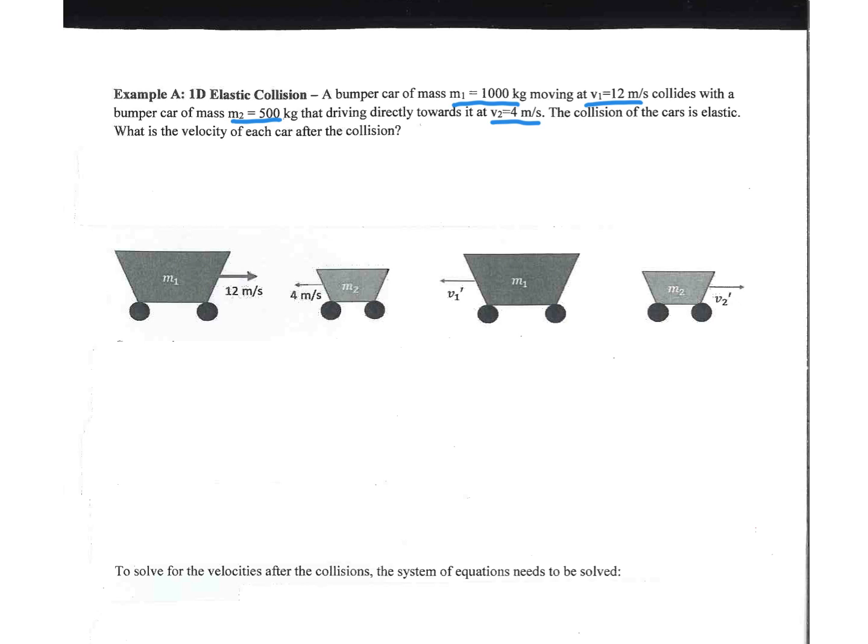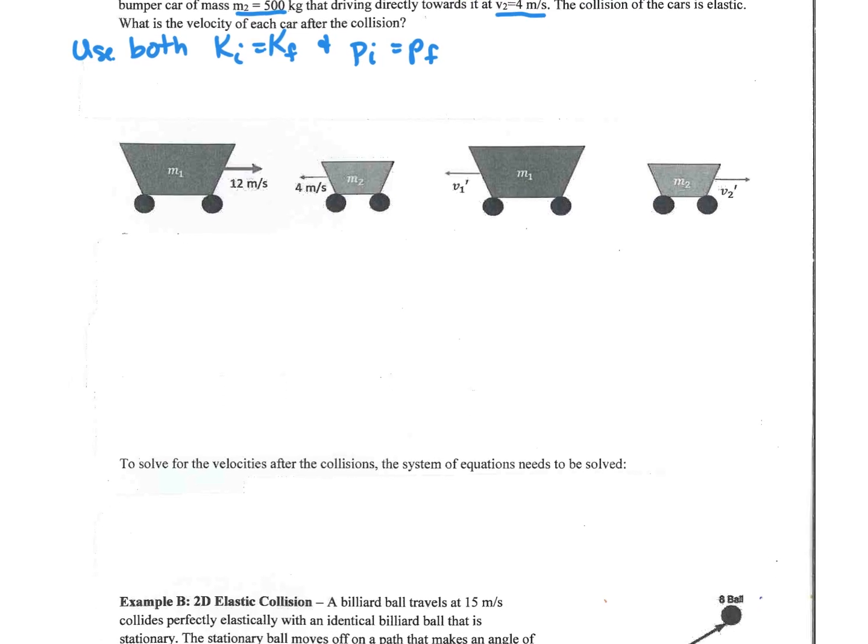So here's the thing, you don't know either of the final velocities, which means you are probably in most cases going to have to use a system of equations. It means you're going to have to use both K initial equals K final and momentum initial equals momentum final. So let's see what we can do here to solve this problem. Let's start with conservation of momentum. It's usually the easiest. P initial equals P final. So what do we have here? We have M1 V1 plus M2 V2 equals M1 V1 prime plus M2 V2 prime.